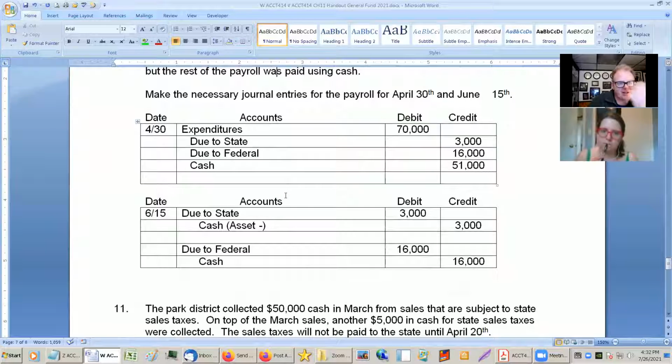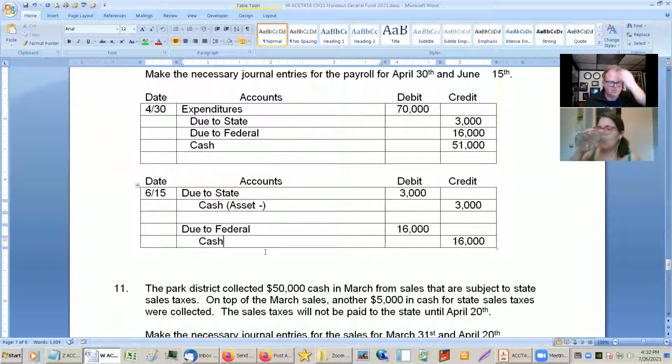And so they act just as accounts payable, but again, because they're in the government agencies. Right. It's due to. Yeah.